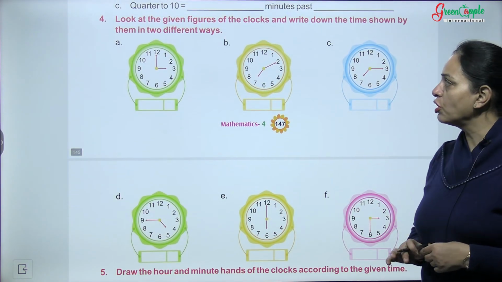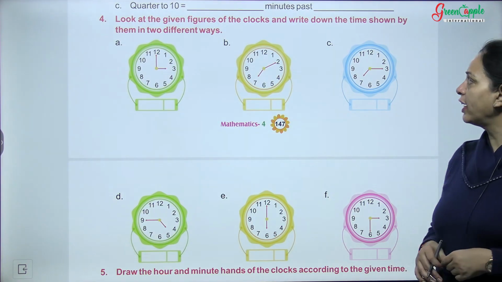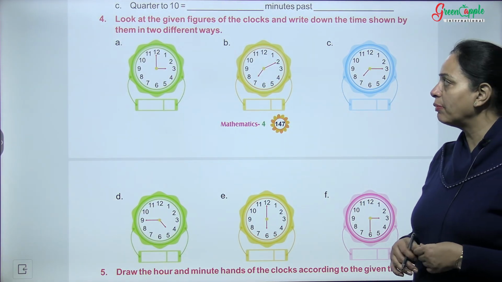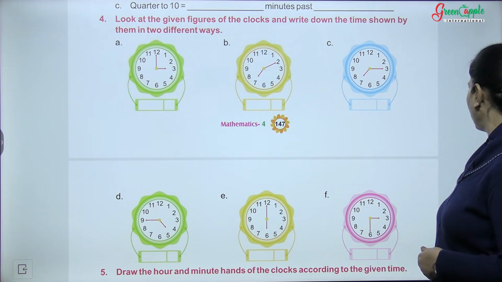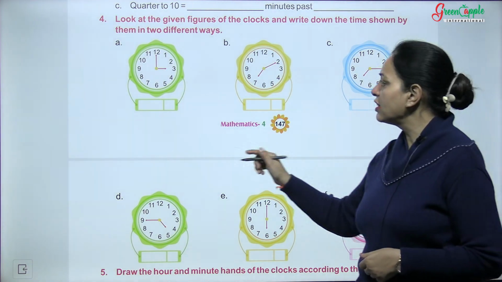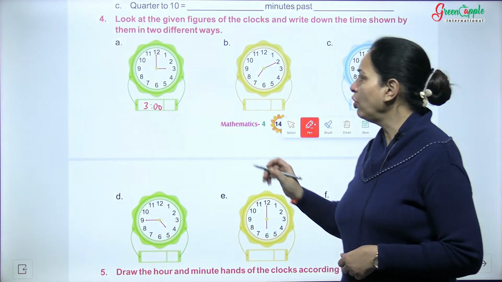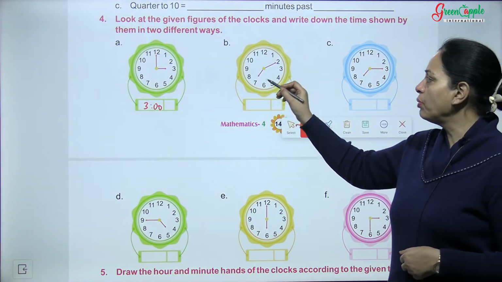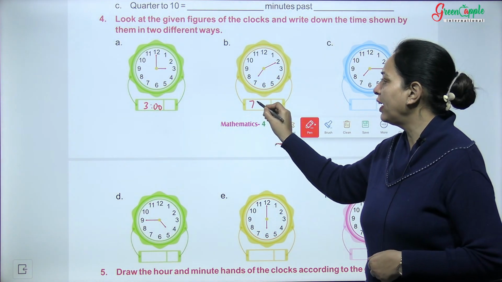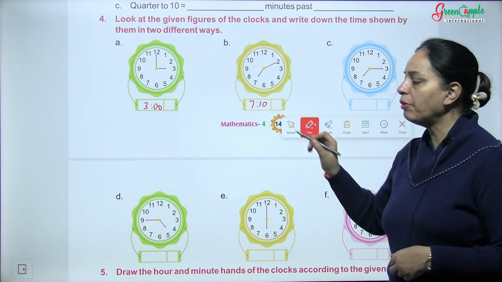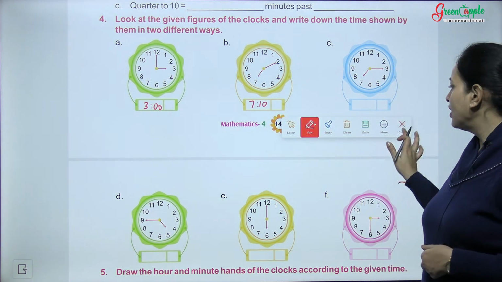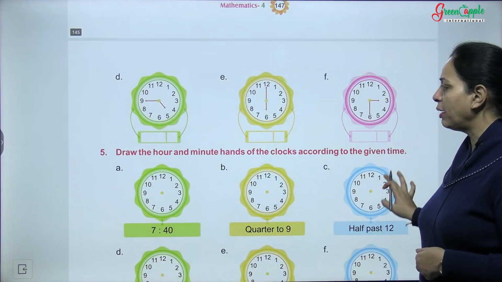Now the fourth question, look at the given figure of the clocks and write down the time shown by them in two different ways. Like the first one, A part, this is 3 o'clock, or we can write 3:00. Okay, now B, this is 7:10, or we can write 10 minutes past 7. Similarly, we can try remaining parts.